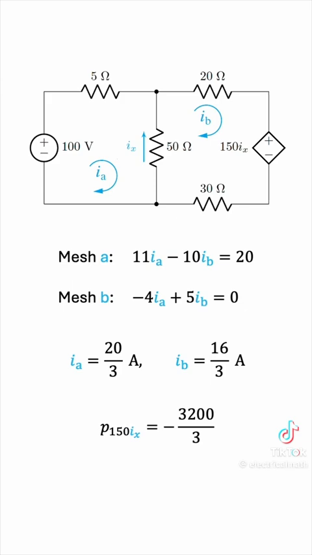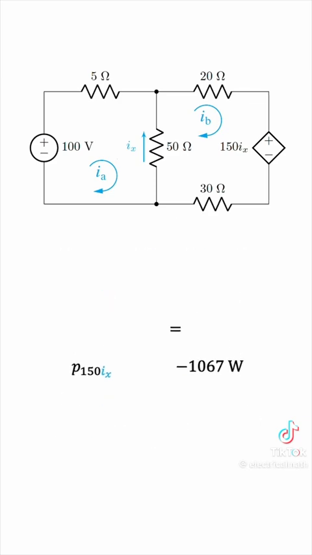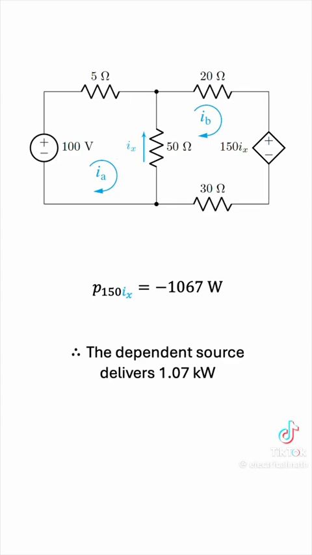So the power is around negative 1067 watts. It's negative as expected because the problem is telling us that this source is delivering power to the network, not absorbing power. So the conclusion is that the dependent source is delivering approximately 1 kilowatt of power to the circuit.